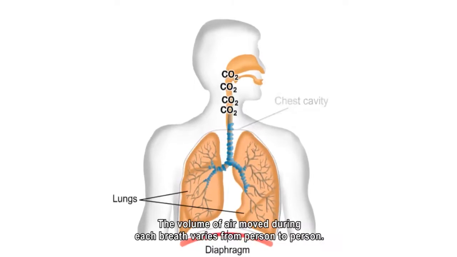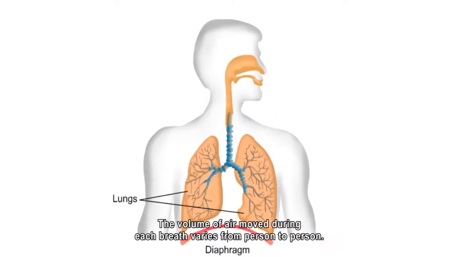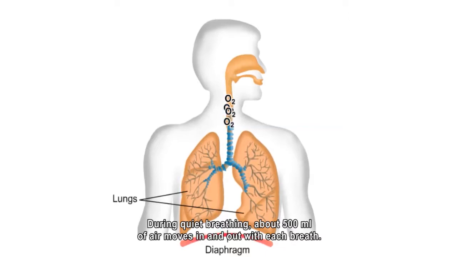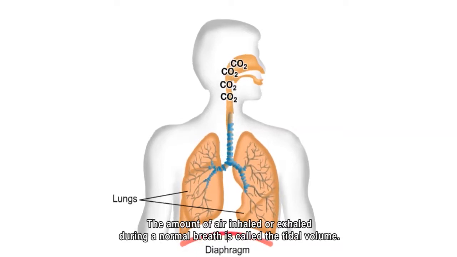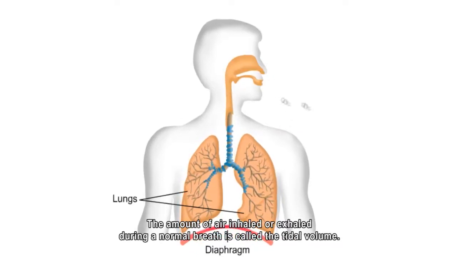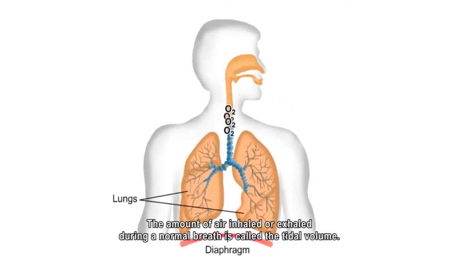The volume of air moved during each breath varies from person to person. During quiet breathing, about 500 milliliters of air moves in and out with each breath. The amount of air inhaled or exhaled during a normal breath is called the tidal volume.